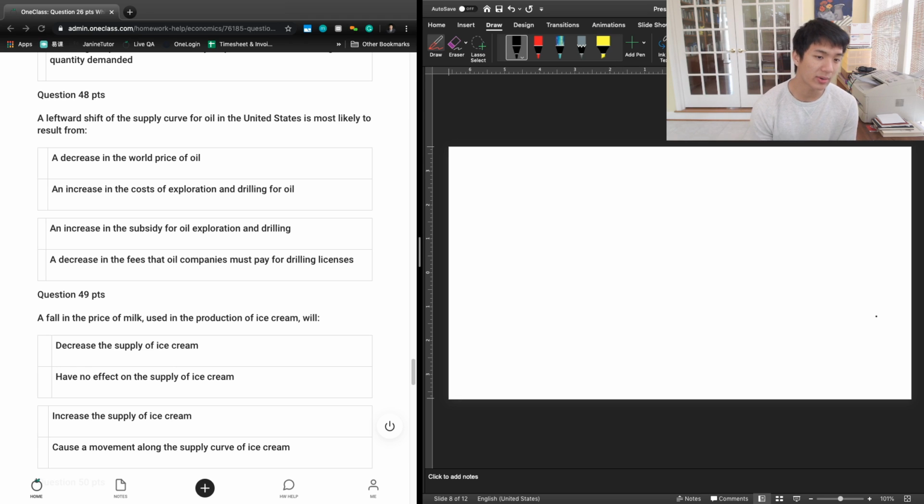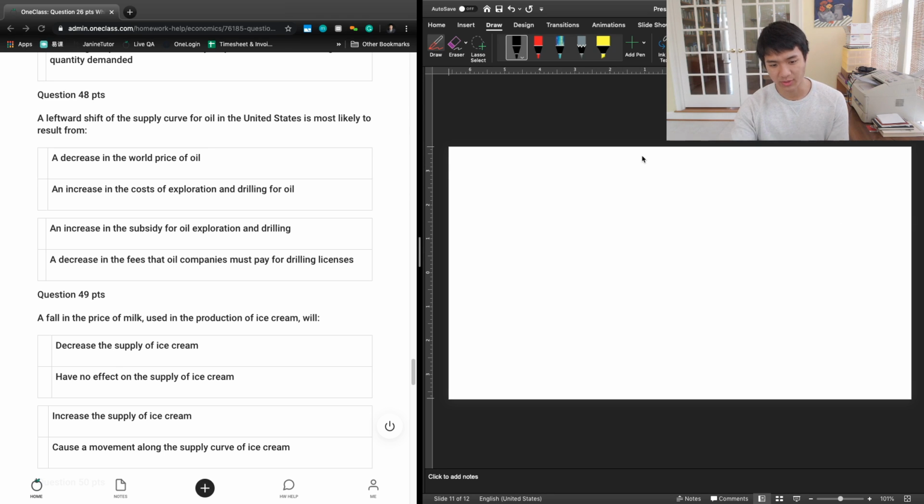And D says a decrease in the fees that oil companies must pay for drilling licenses. And again, that makes it cheaper to drill for oil, which means you would cause a rightward shift of the supply curve, where quantity supplied goes up at all price levels rather than down. And so it looks like B is going to be the best answer for us. A leftward shift in the supply curve for oil in the United States is most likely to result from an increase in the cost of exploration and drilling for oil.